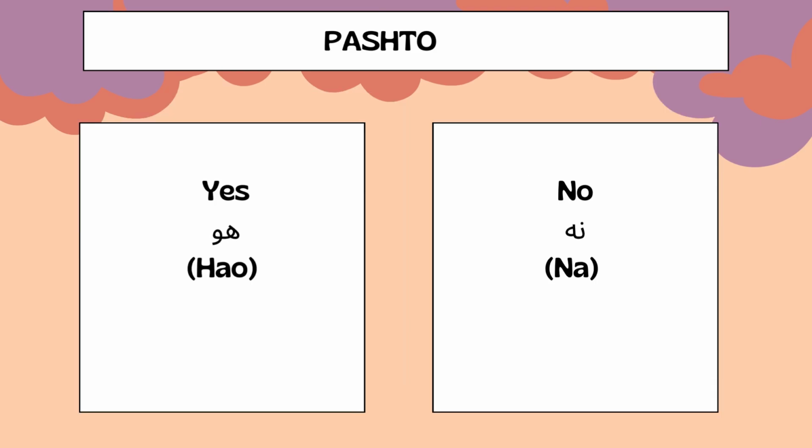To say yes in Pashto, you would say Ho. Now repeat after me. Ho. To say no in Pashto, you would say na. Now repeat after me. Na.